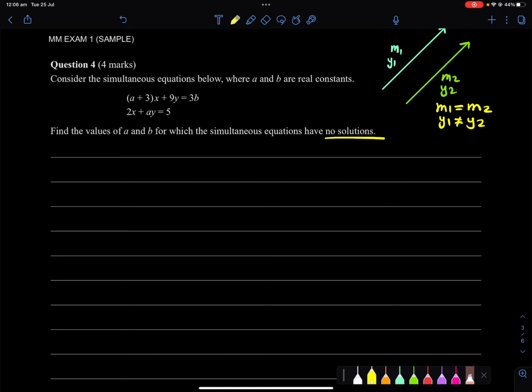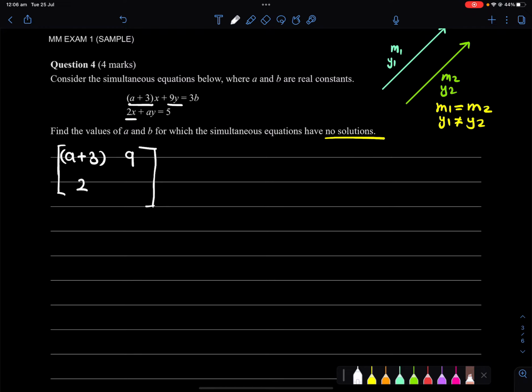Okay, what I'm going to do is to find the values of a. A quick method is to actually use matrices. So I'm going to just draw a nice matrices box here. And I'm going to put this over here first: a plus 3. What's next? A 9. I'm going to close that.